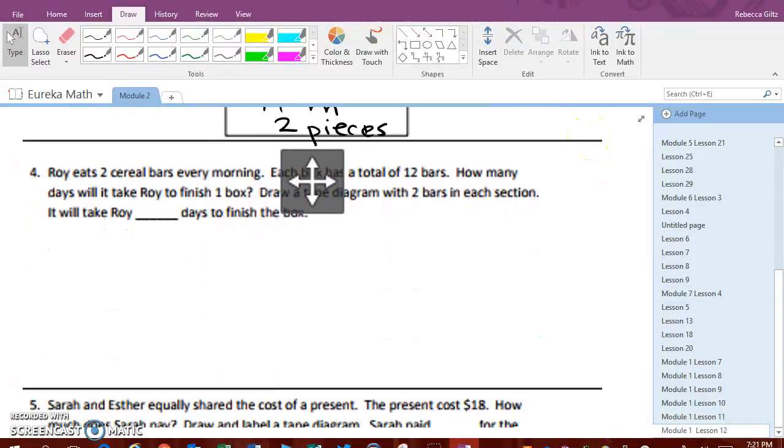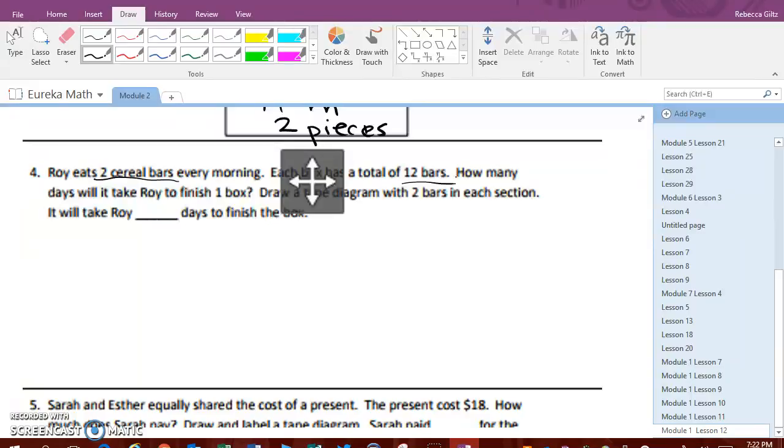Again, I have that symbol in there that's starting to drive me crazy. Roy eats 2 cereal bars every morning. So that's repeating over and over and over. Each box has a total of 12 bars. How many days will it take Roy to finish one box? Draw a tape diagram with 2 bars in each section. It will take Roy blank days to finish the box.